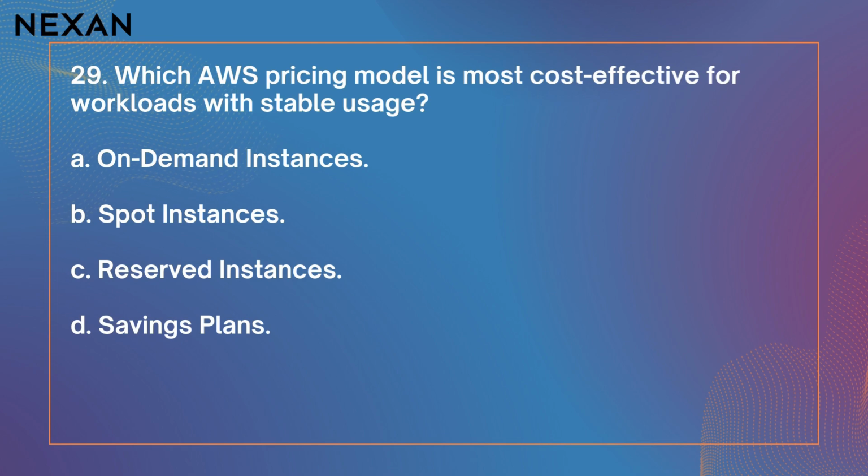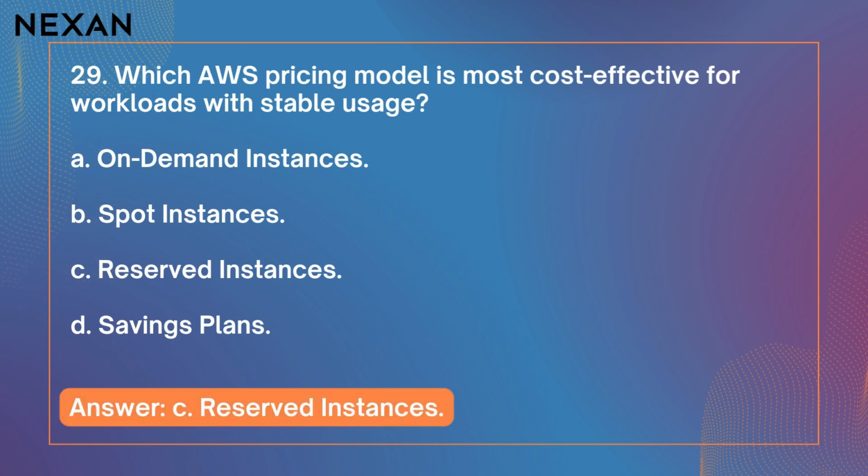29. Which AWS pricing model is most cost-effective for workloads with stable usage? A. On-demand instances. B. Spot instances. C. Reserved instances. D. Savings plans. Answer: C. Reserved instances.